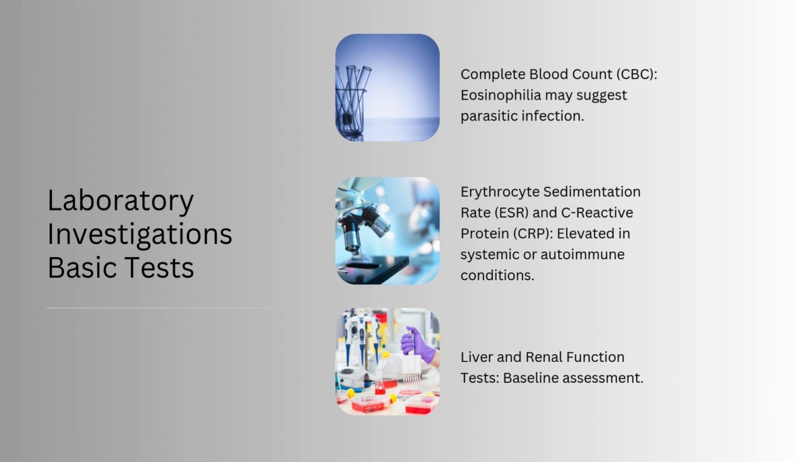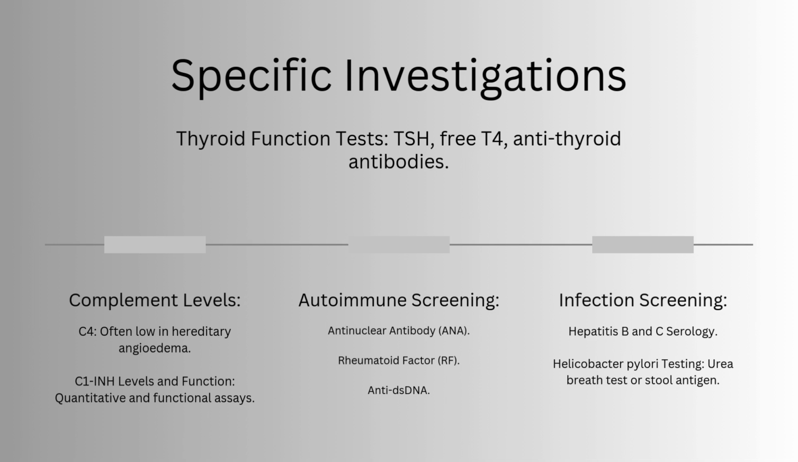Laboratory investigations. Basic tests: CBC. Eosinophilia suggests parasitic infection. ESR/CRP: elevated in systemic or autoimmune involvement. Specific investigations: thyroid function tests, TSH, free T4, and thyroid antibodies. Complement levels: C4, often low in hereditary angioedema. C1-INH, both quantitative and functional assays.